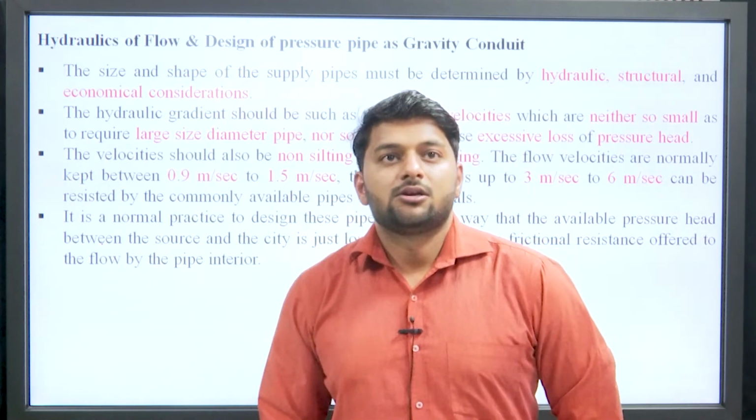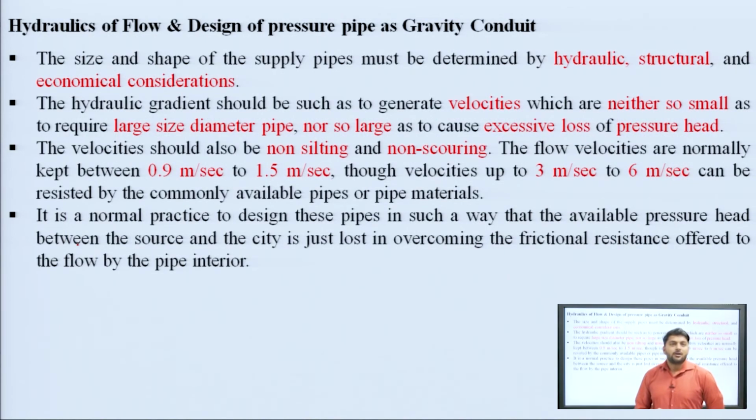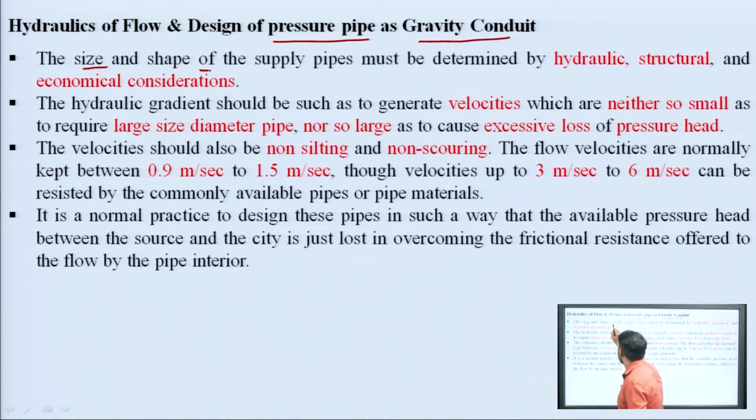Coming to the next point, that is hydraulics of flow, or design of pressure pipe as a gravity conduit. Here we are going to talk about the design of pressure pipe as a gravity conduit. The size and shape of the supply pipeline must be determined by considering hydraulic efficiency, structural efficiency, and the next one, economic efficiency, meaning the cost should not be too high. Okay? So, for that reason the hydraulic gradient should be such that it generates velocities.